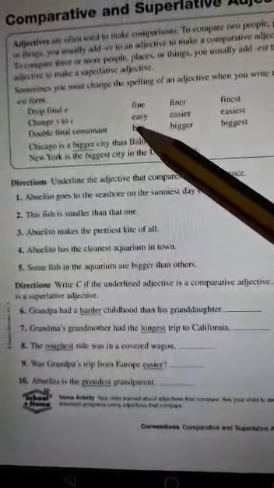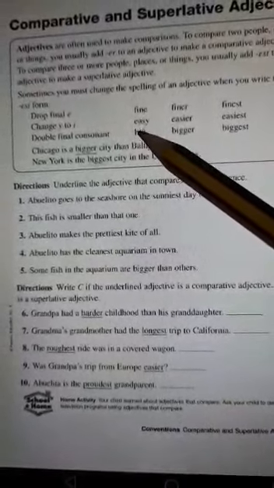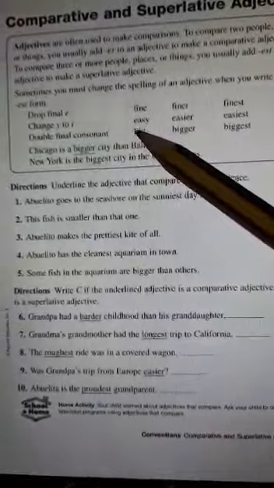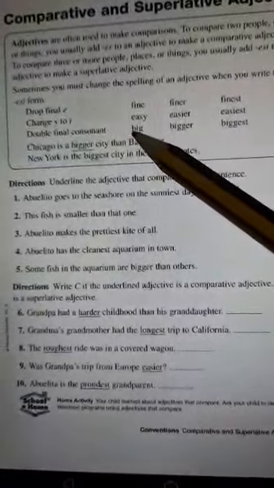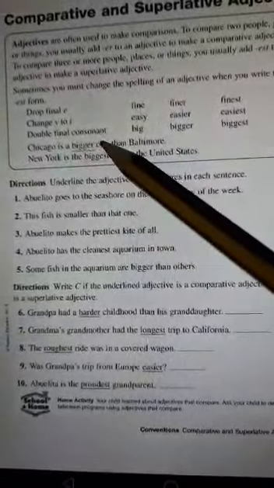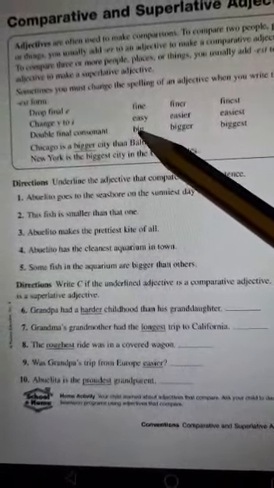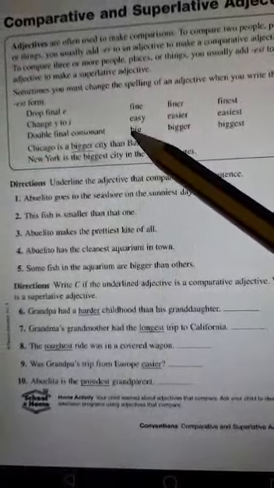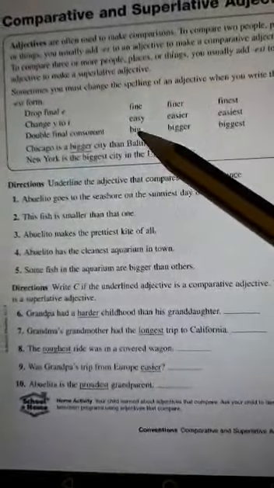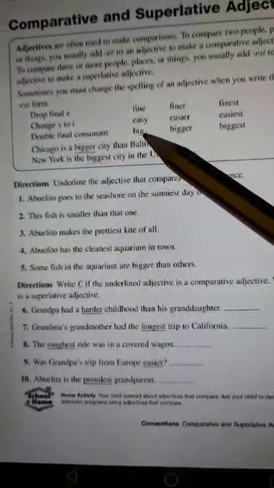I. Do you think I is also a consonant? No, it is a vowel. So we have a consonant before a vowel at the end. What are we going to do? Double the final consonant. If you have a consonant at the end of the adjective and before it comes a vowel, you are going to double the consonant.